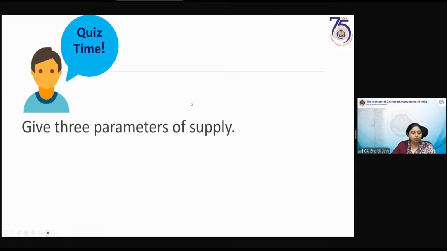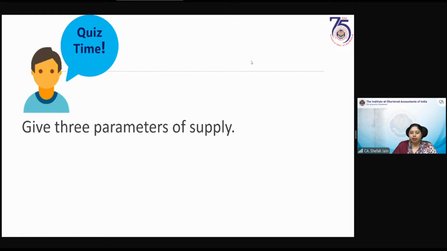Okay, now we come to the next question. Give three parameters of supply. That is, for any activity or transaction to be categorized as supply, what should be the basic parameters which should be present? So when can we say that an activity or transaction is supply under GST?